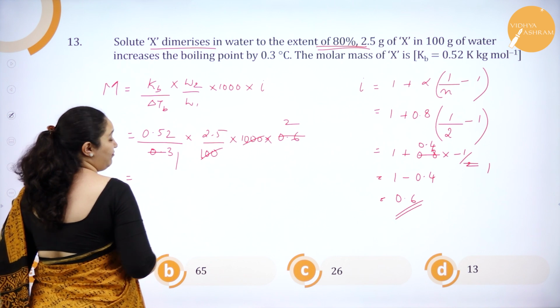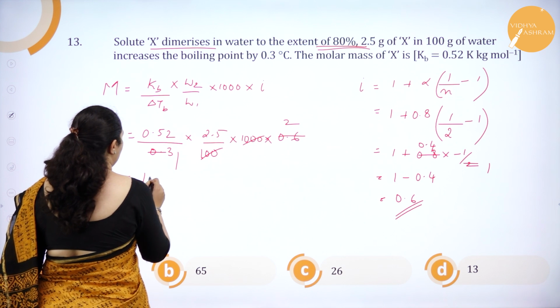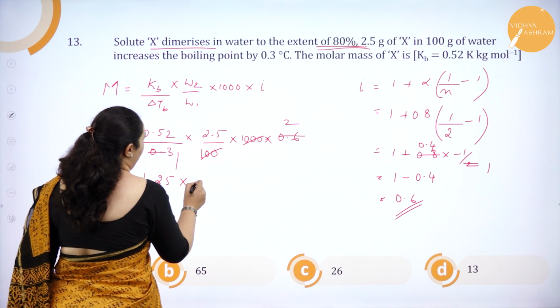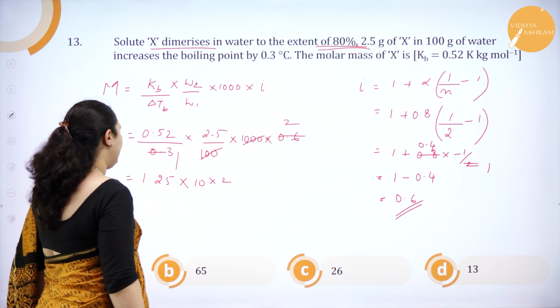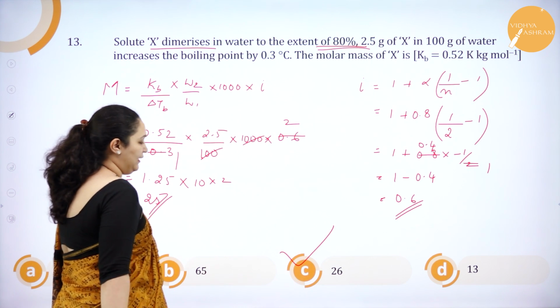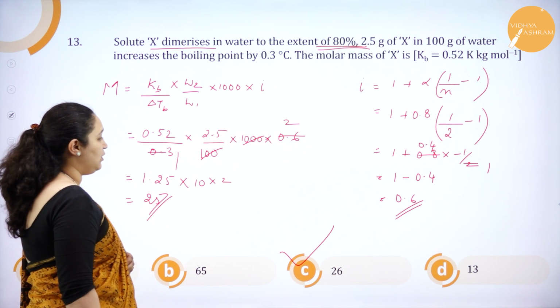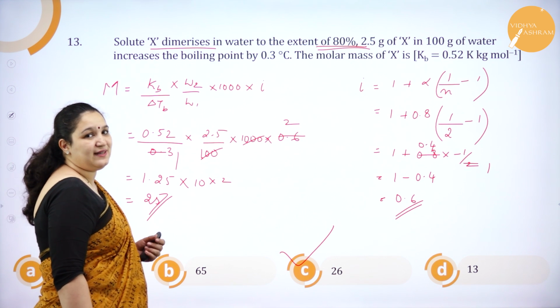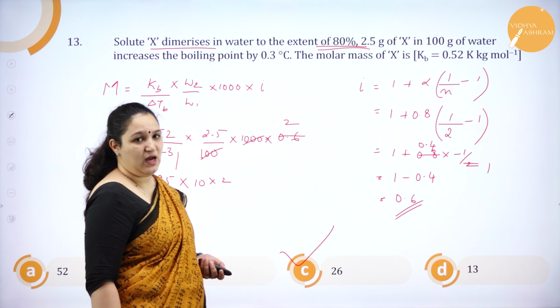2.5 into 0.5, I am just rounding off. 2.5 into 0.5 is 1.25 into 10 into 2, that is you're going to get 25, which is very close to 26. So the correct answer is option C, that is 26. Again, this is a little longer. You need to know a little higher level question which they have asked.